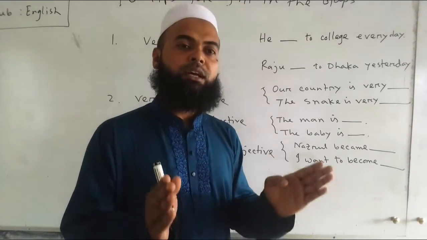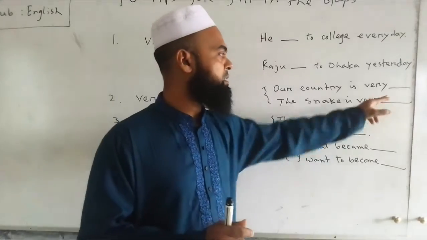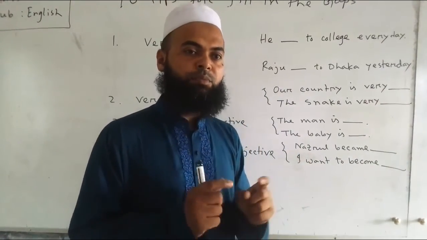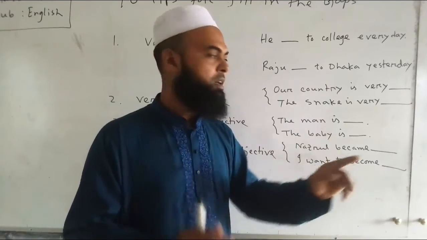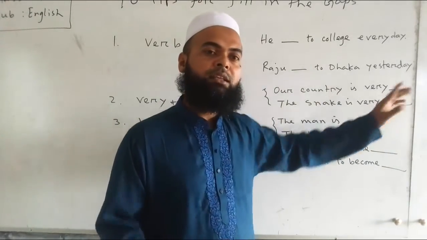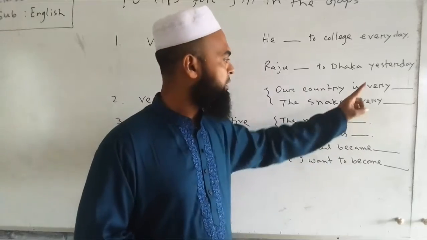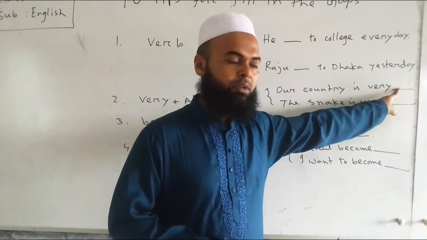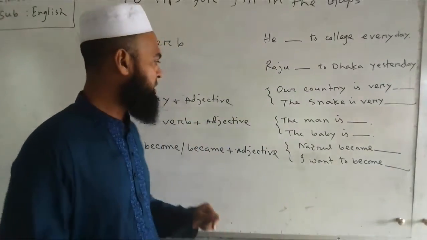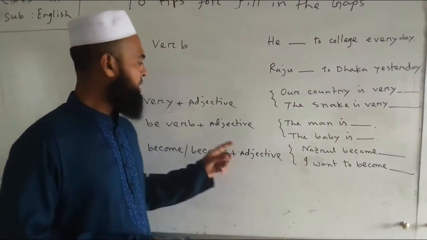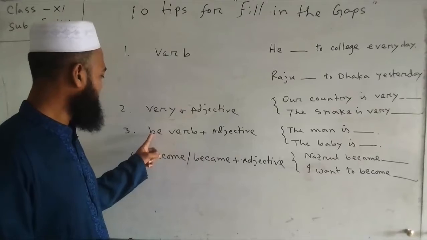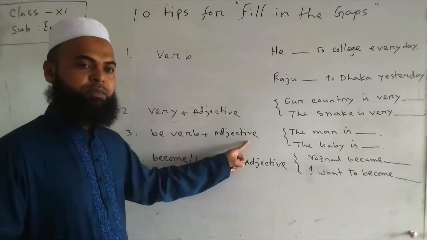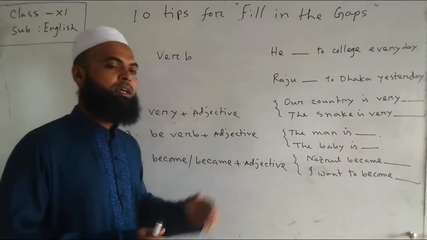Small, poor, populous, beautiful: these words are adjectives. Whatever the answer is, the answer should be an adjective. So, after very, you have to write an adjective. I think you have got the point. Next point, I will discuss be verb plus adjective.